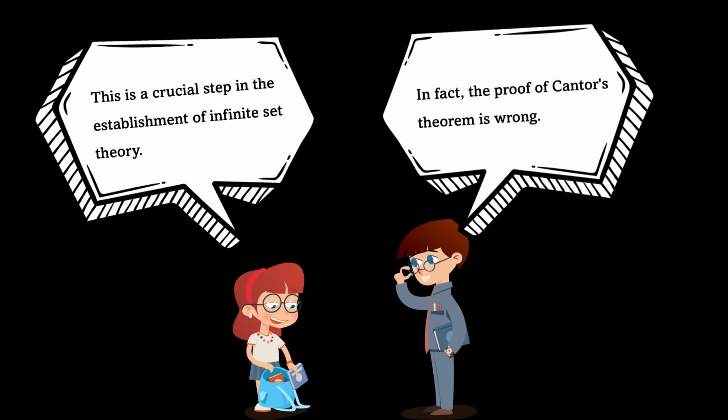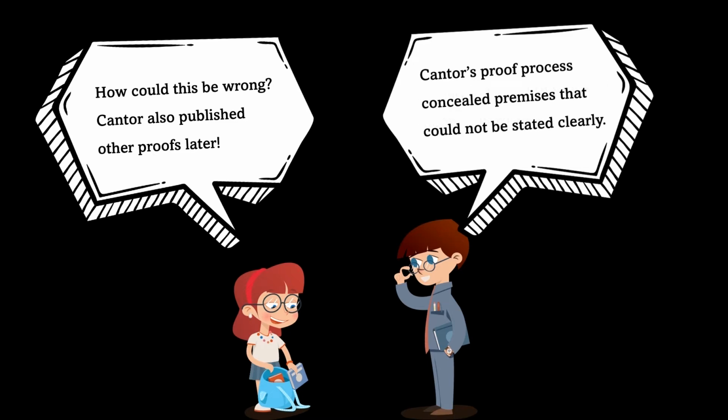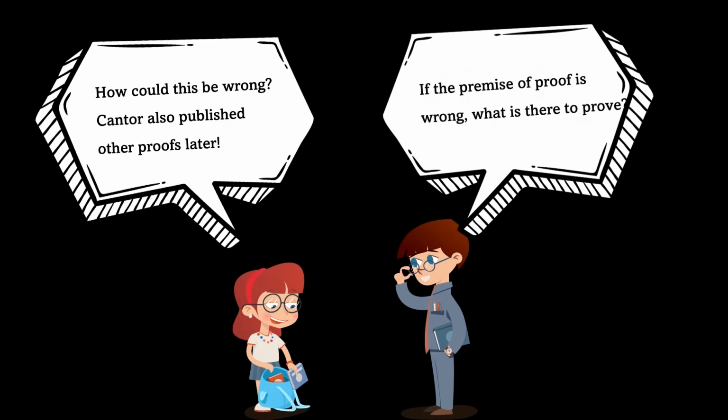In fact, the proof of Cantor's theorem is wrong. How could this be wrong? Cantor also published other proofs later. Cantor's proof process concealed premises that could not be stated clearly. If the premise of proof is wrong, what is there to prove?